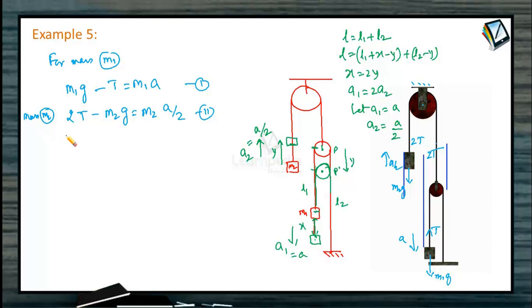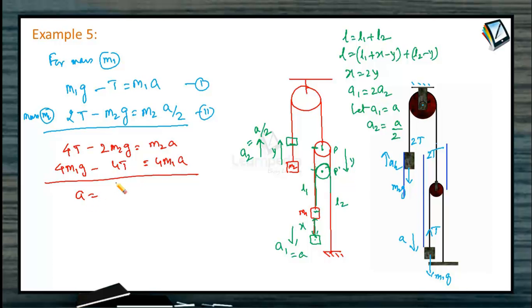First, the constraint we already made. So we get the equations like this. Simplifying, this second equation will now become 4T minus 2M2g is equal to M2a. Multiply the first equation with 4: 4M1g minus 4T is equal to 4M1a. Simplifying, a is equal to (4M1 minus 2M2) divided by (4M1 plus M2) into g. Substituting this value in either equation 1 or 2, we can get the tension in the string. Let us analyze another example.